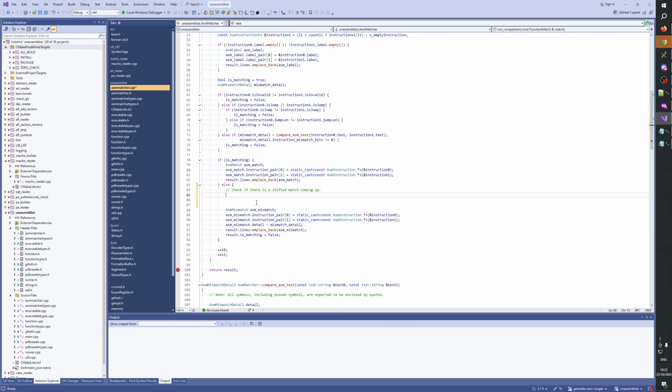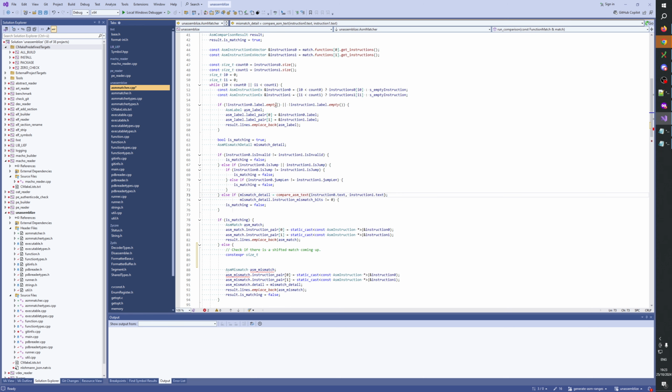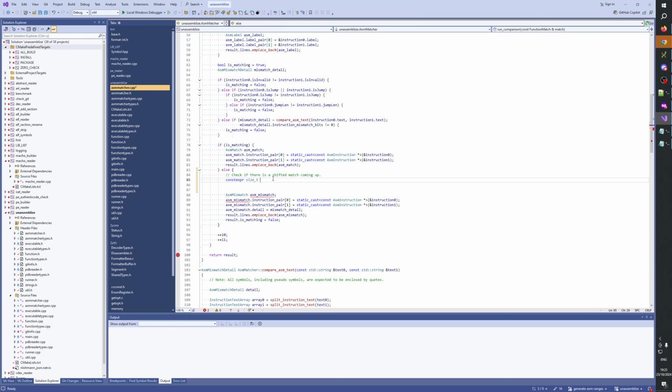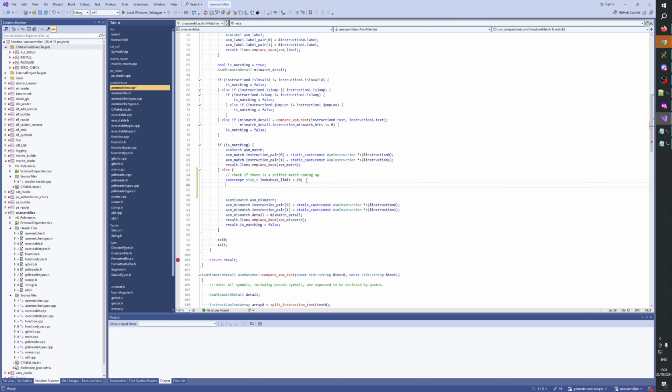Okay, so let's put a constexpr size_t. Do we use size_t here for this? Yeah, size_t. Let's put a limit. Let's call this lookahead limit. That's leak, not lookahead limit. Let's say, how many lines do we want? 10 maybe? Yeah, let's go with 10 for now.